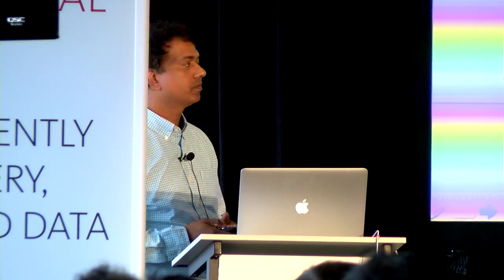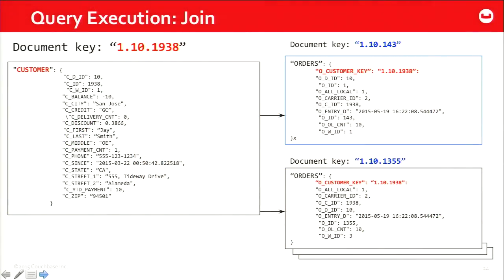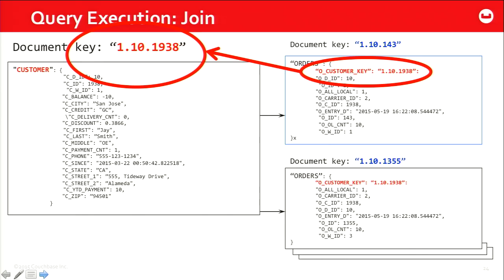Let's look at an example. I have customer document with a customer document key, and each customer can have multiple orders. And in this case, I happen to have the customer keys stored as a separate field within this document. You could have this 1, 10, and 1938 stored separately as well. You can combine them at runtime. And that has a reference not to some field here. It has to reference the document key that you have specified during insert.